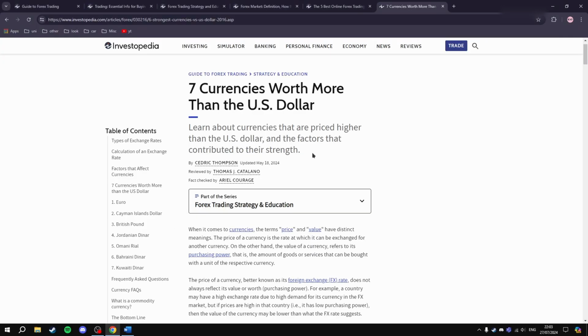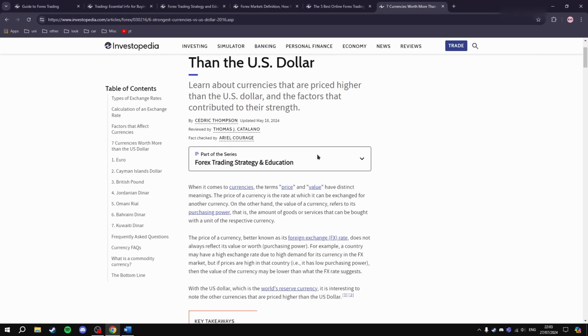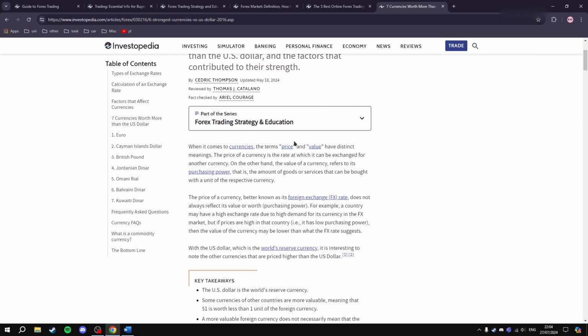Right, so learn about the currencies that are priced higher than the USD and the factors that contribute to their strength. So when it comes to currencies, the terms price and value have distinct meanings. The price of a currency is the rate at which it can be exchanged for another currency. On the other hand, the value of a currency refers to its purchasing power. That is, the amount of goods or services that can be bought with a unit of the respective currency.